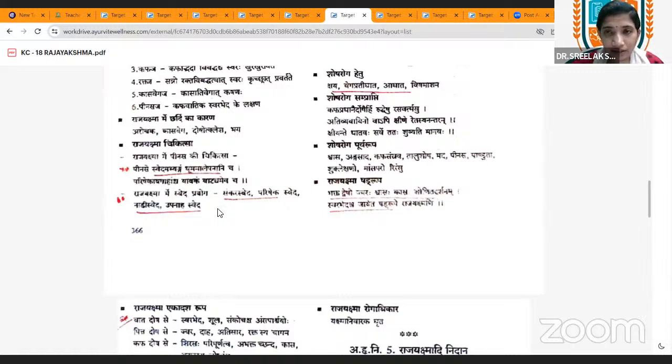And coming to the next important point in Rajayakshma, you have to note: Yakshma na labhate antaram. Very important quotation. That means those people who use Mamsa, Madya and Avidharita Vega, these three kinds of persons will not be affected with Rajayakshma. Okay, that is Yakshma na labhate antaram: Madyapam, Avidharita Vegam, and Mamsashanam.